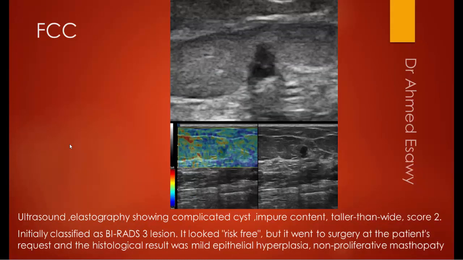Fibrocystic change, complicated cyst, impure content, thinner than white, score 2 by elastography. Initially classified as BI-RADS 3 lesion, it looked risk-free, but it wants surgery, patient request, and histological result: mild epithelial hyperplasia, non-proliferative mastopathy.